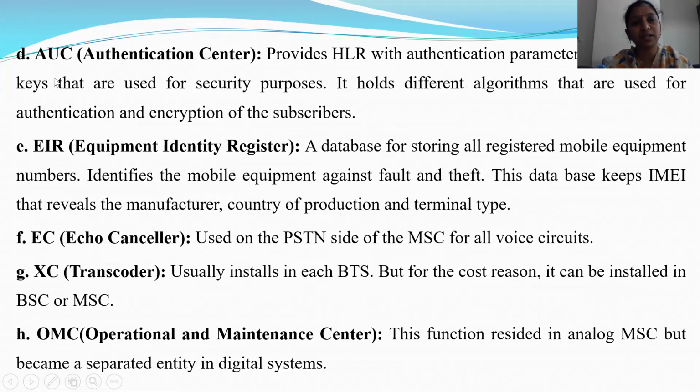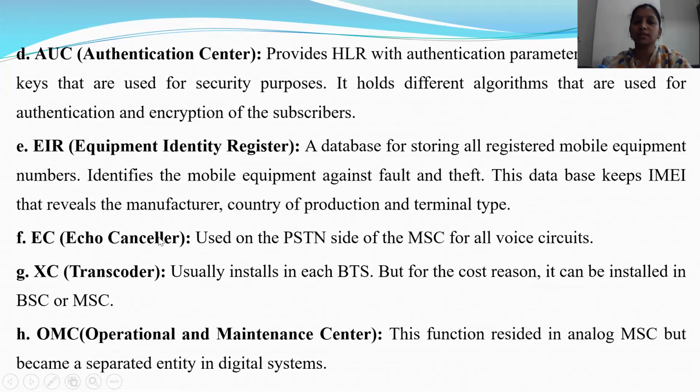So next, the authentication center is also there. It provides HLR with authentication parameters and ciphering keys that are used for security purposes. It holds different algorithms that are used for authentication and encryption of the subscribers. So EIR, the equipment identity register, is a database for storing all registered mobile equipment numbers, identifying the mobile equipment against fault and theft. This database keeps IMEI that reveals the manufacturer, country of production, and terminal type.